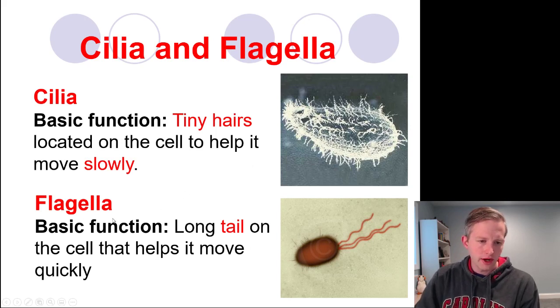And then also in eukaryotic and prokaryotic organisms, they can have a flagella. Not all cells have either of these. Some cells don't have either one, but some cells have a flagella, and what that does, like the picture implies, is it's a long tail that helps to propel that organism rather quickly compared to something like cilia. And so it helps it to swim along to wherever it needs to go.